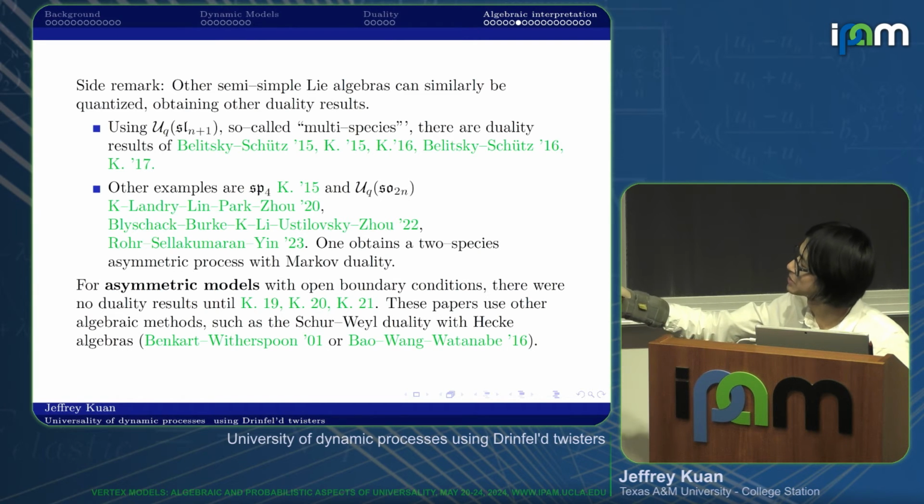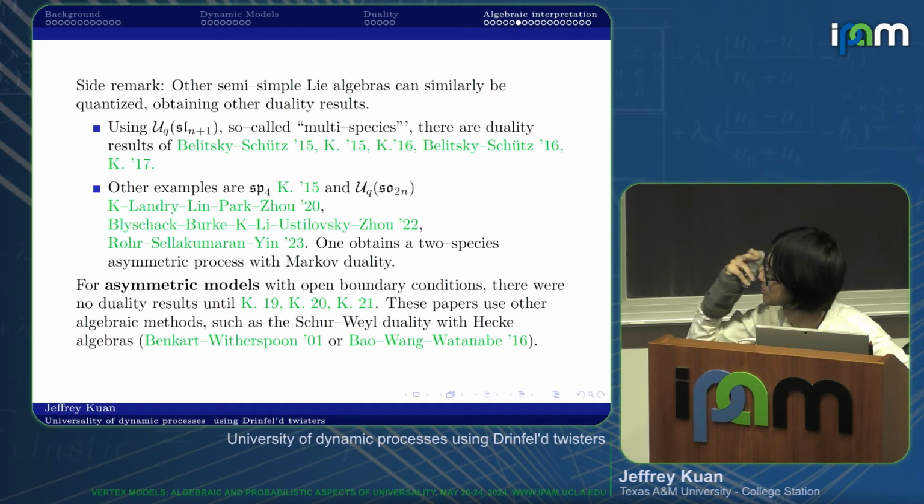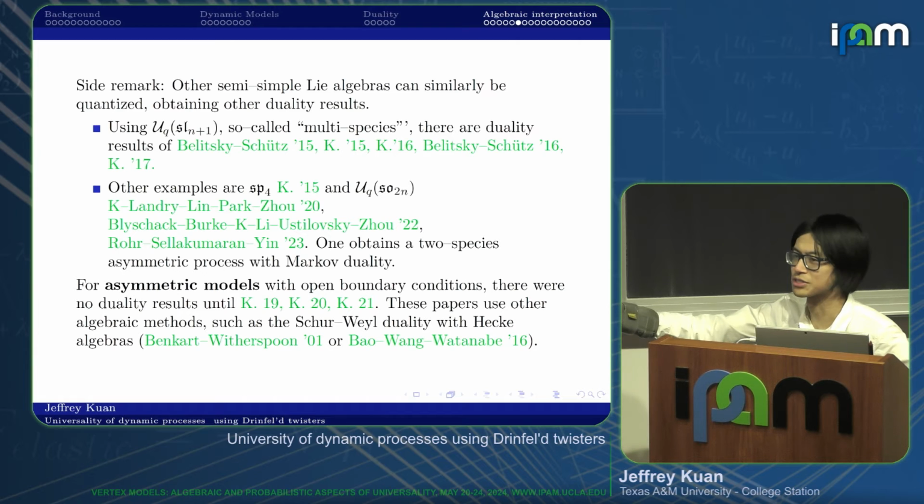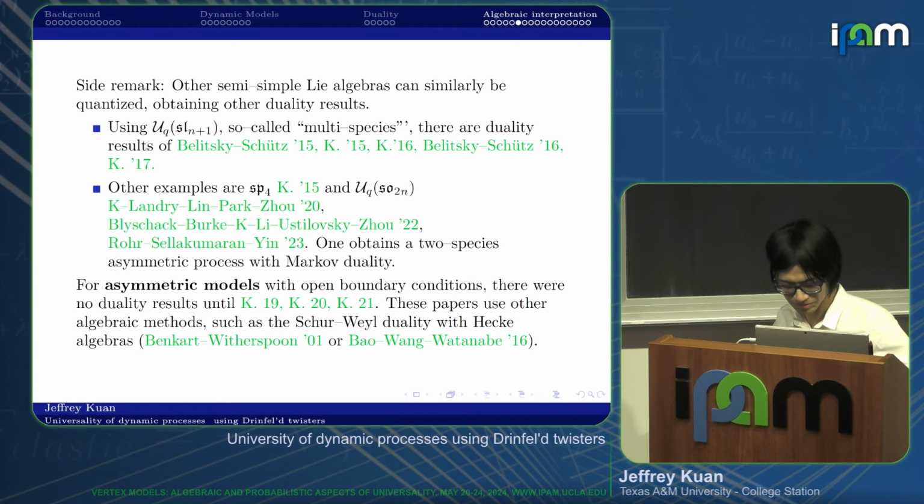Yeah, this last paragraph. So I have the first duality result for asymmetric models with open boundary conditions, as well as the second and the third. I don't really want to say much more about it, except that it uses other algebras, such as Schur-Weyl duality with Hecke algebras.